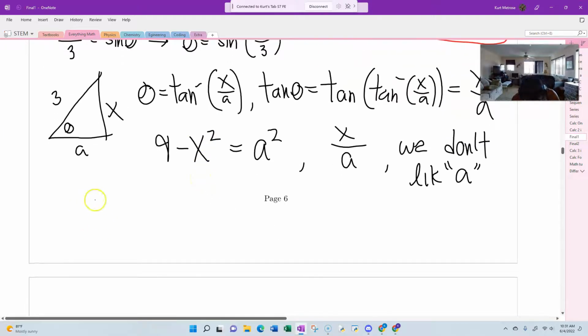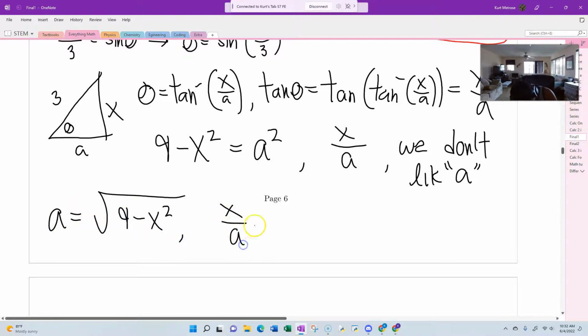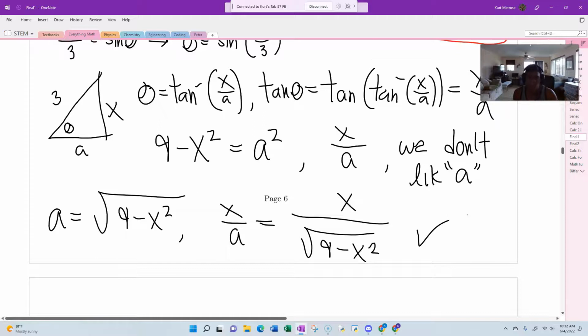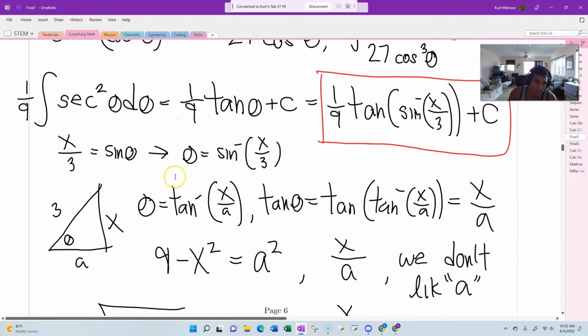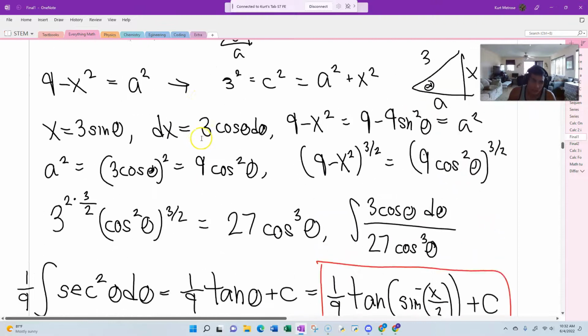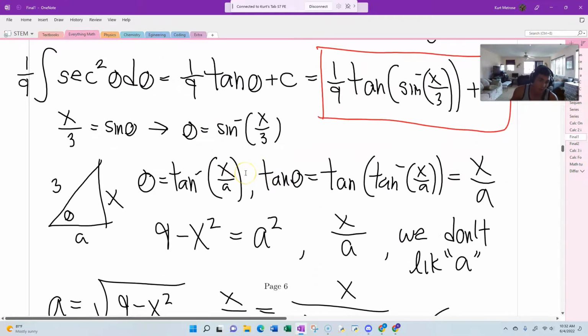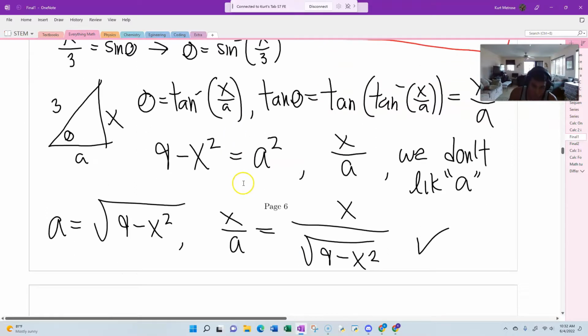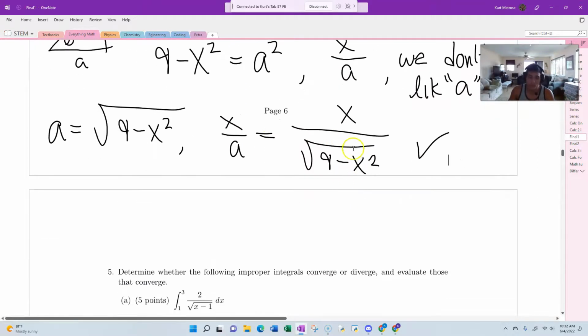So what we need to see is that we want a in terms of 9 minus x squared. So we see that a is equal to the square root of 9 minus x squared. So when we do x over a, this is the same thing as x over the square root of 9 minus x squared. This is really kind of confusing because you're doing a lot of change of variables and manipulation with the trigonometry and the algebra to get to this answer. I'll write the integral again.